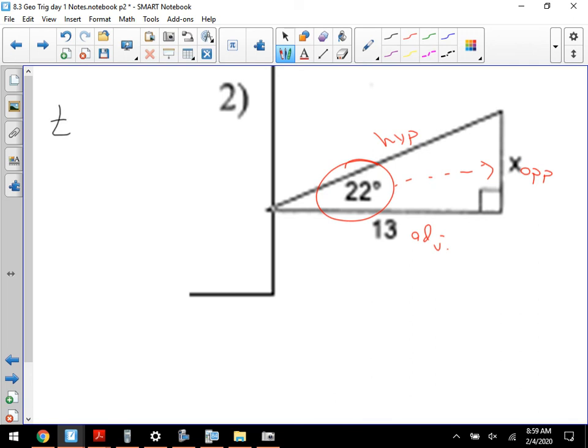So tangent of 22 is x over 13. Once again, opposite over adjacent. So the x is the opposite, the 13 is the adjacent. I just leave it like that. Now, it follows the unknown in the numerator, so I just have to move the denominator over. And I get 13 tangent 22. What's that?